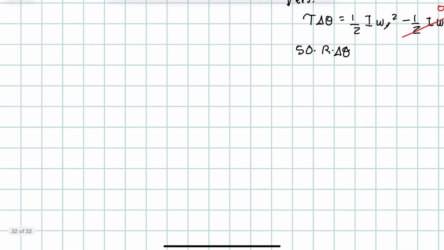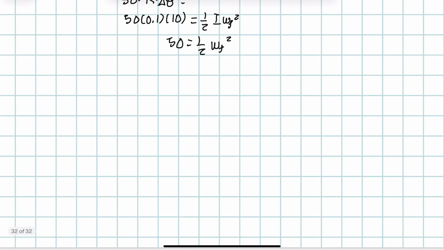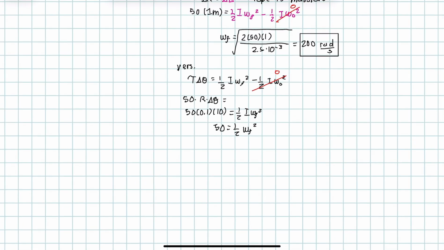So now we can rewrite this down here, plugging that all in. We're going to have 50 times 0.1 times 10. It's going to equal 1/2 I times W_f squared. This is going to equal 50. That's going to equal 1/2 I W_f squared. And yeah, that's going to give you the same answer if you just rewrite that.